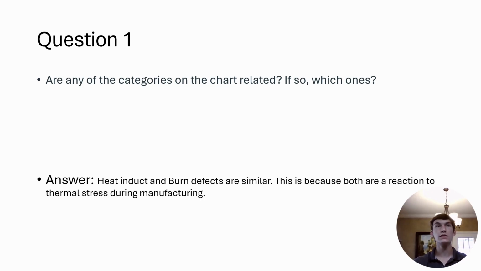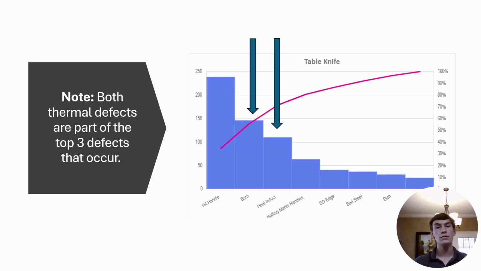So basically, an example of heat induct would be if you were stamping out a metal part and the metal part heats up rapidly, causing the structural integrity to decrease. And burns mostly come in around sharpening or polishing or anything with friction. And it basically heats the metal up, causes thermal stress, and puts these nasty burn marks on whatever you are making.